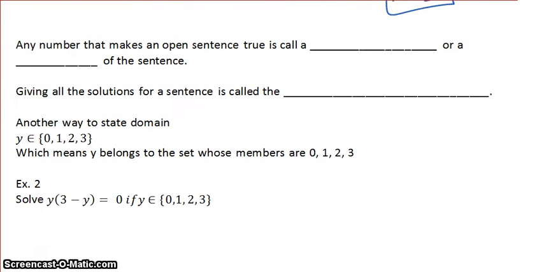Any number that makes an open sentence true is called a solution. Hopefully you've heard that word once or twice before. Or a root of the sentence. You might not have heard that one. Giving all the solutions for a sentence is called the solution set. So it might say, find a solution, you just need to find one of them. But if it says a solution set, you want to find all of them. So it could be more than one.